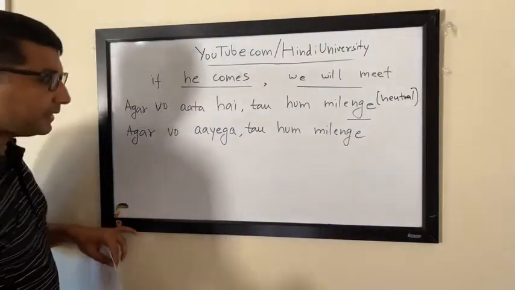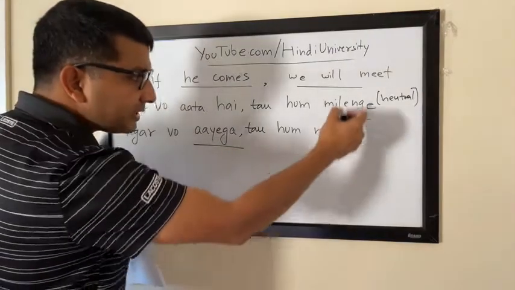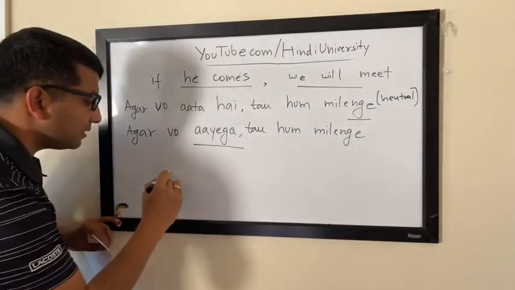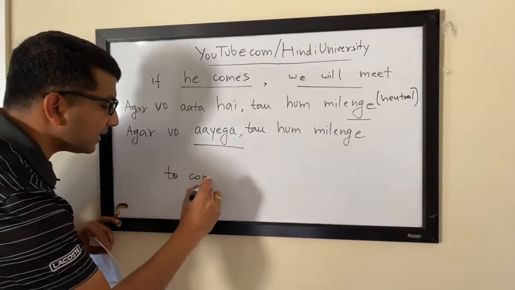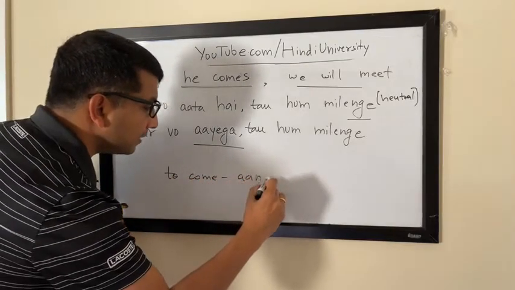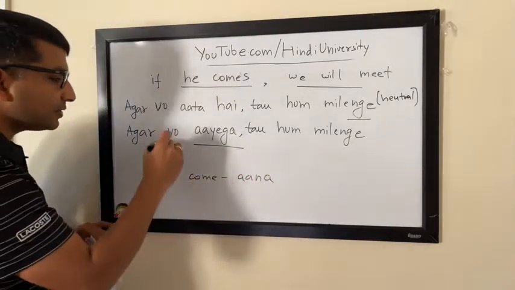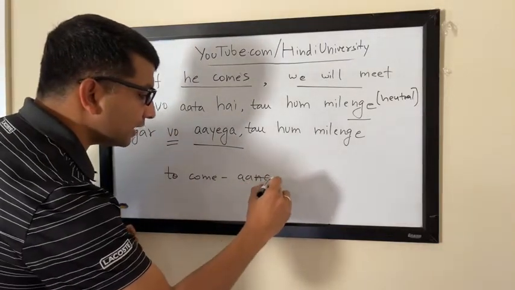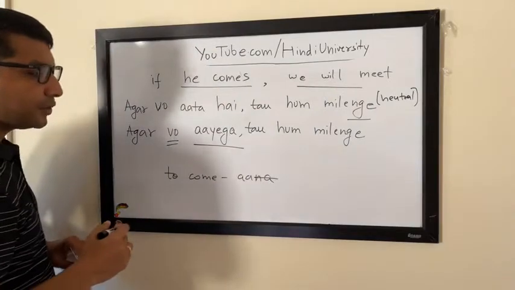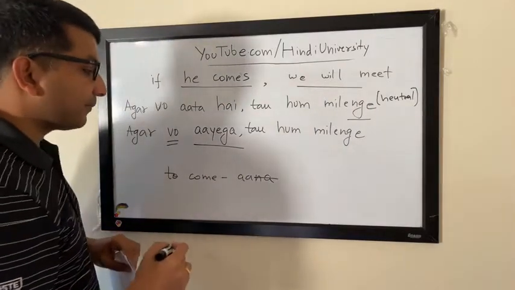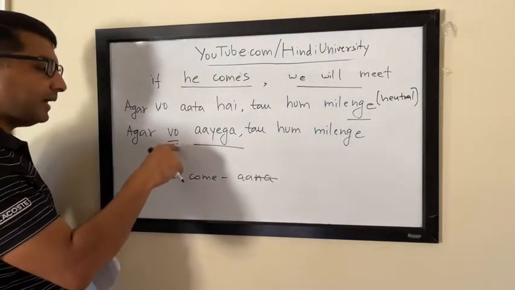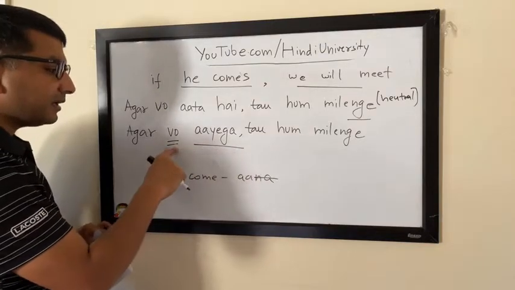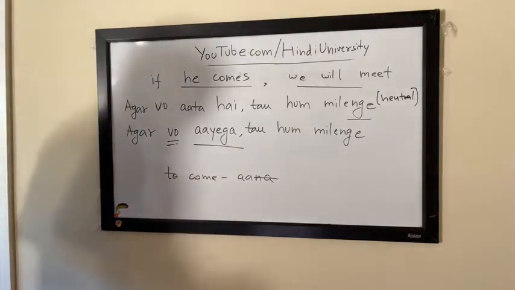You see that in this construct, both clause 1 and clause 2 are written in future indefinite. This one is as it is, but the verb here is again to come, ana, and because it is he or she, you remove na and put ega: aayega. Because we are talking about a guy, it's wo aayega. If it is a girl, agar wo aayegi, to hum milenge.